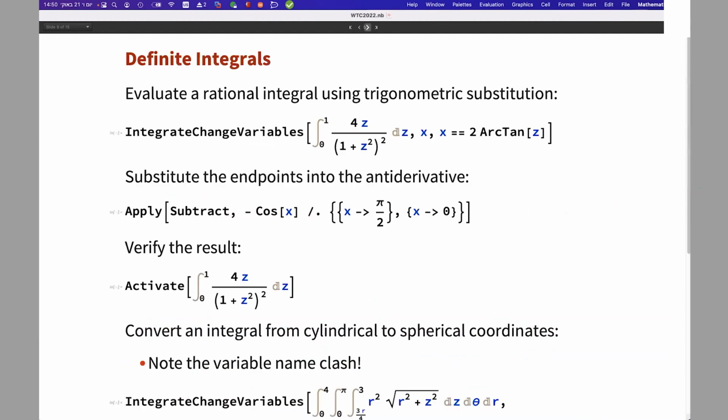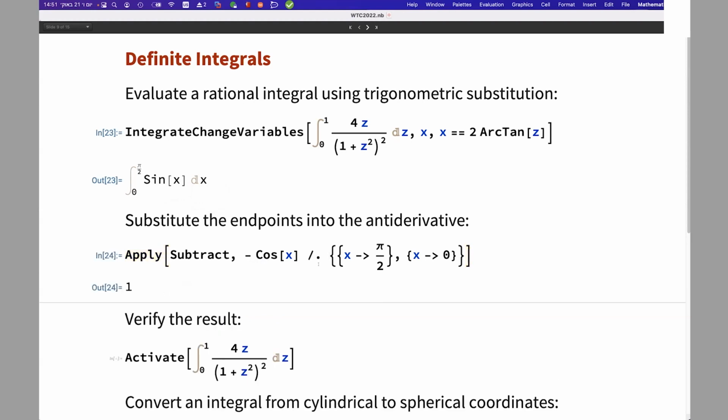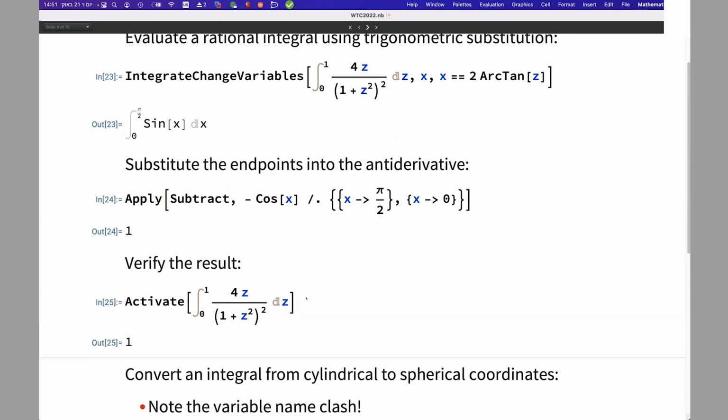So that's indefinite integrations. Here's some definite integrals. So another trigonometric substitution for a rational function. It converted the integral, the integrand and the endpoints. I at least can do this integral without the help of Mathematica. That's minus cosine theta. Substitute in the endpoints, and we get 1. We'll verify the result by just evaluating the original integral.